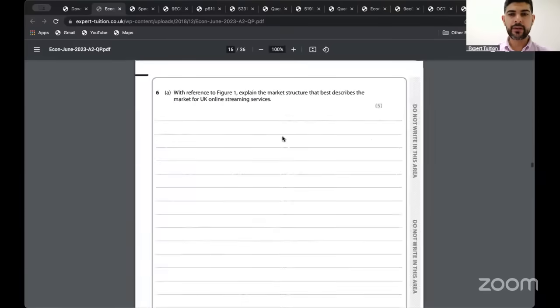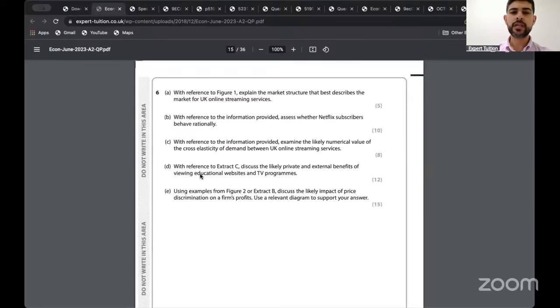Right, here is the 15 marker, yeah? So the 15 marker is using examples from figure 2 or extract B. Discuss the likely impact of price discrimination on a firm's profits. Use the relevant diagram to support your answer. Obviously, the diagram is the price discrimination diagram, yeah? The clue is the question we did right at the beginning of the stream, the 8 marker.